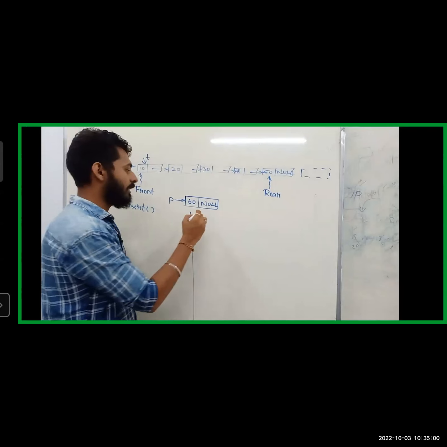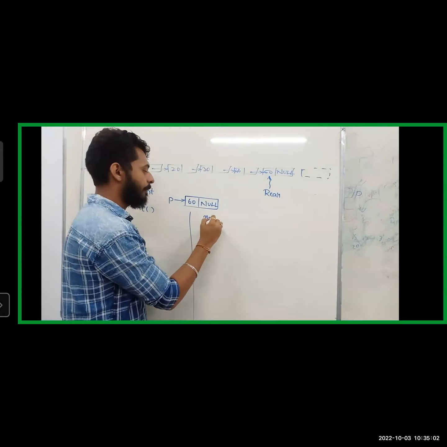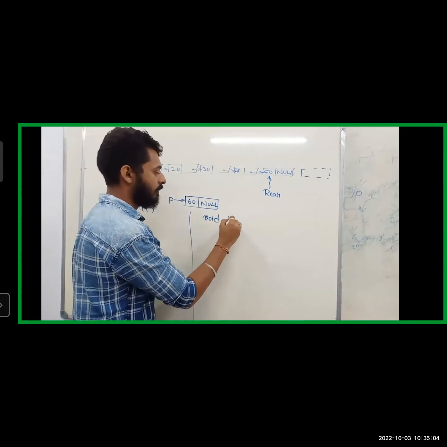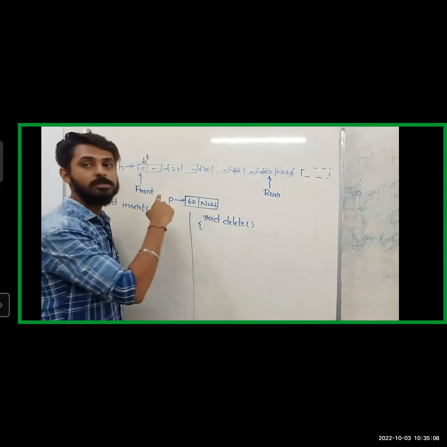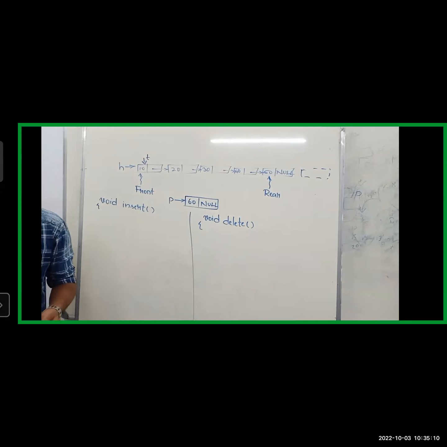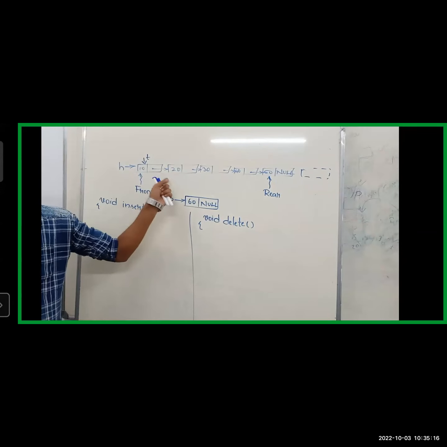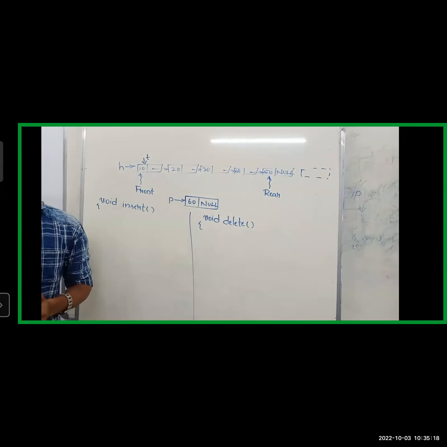Here it is void insert, and here it will be void delete. I'm doing it using a singly linked list. Is there any use of a doubly linked list here? Is it really required to use a doubly linked list here? Think and answer. Why can't we? We can. We can do that, but it is not required.